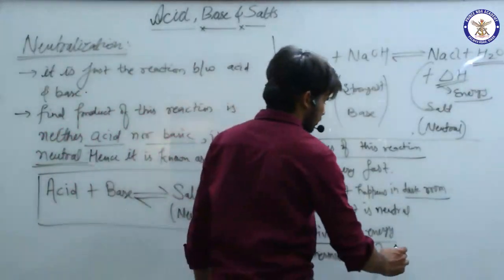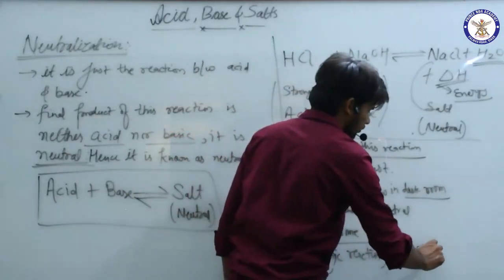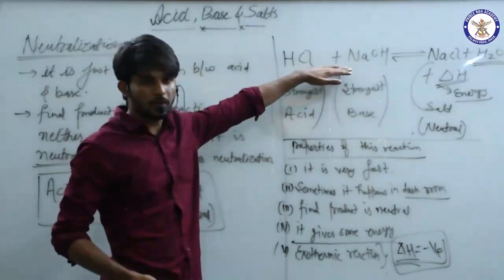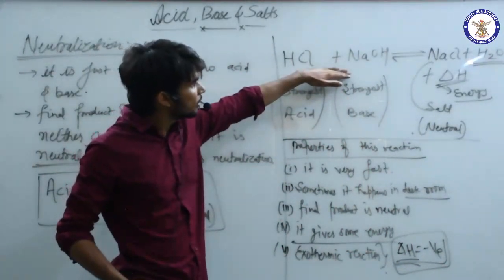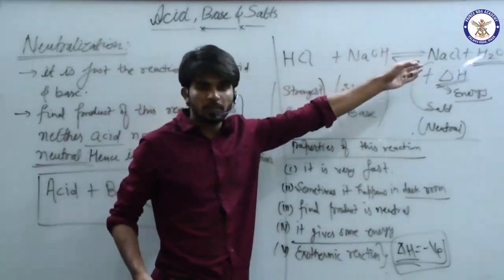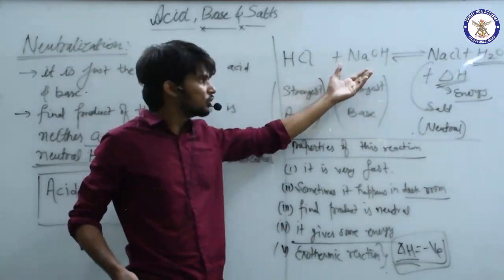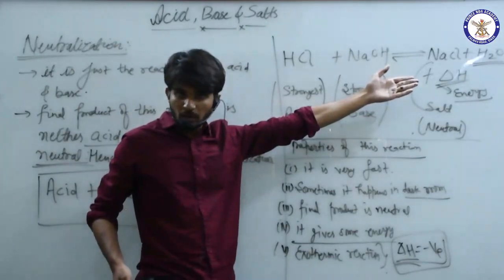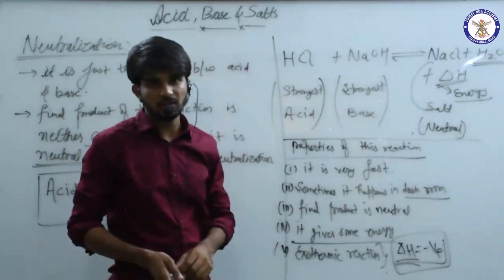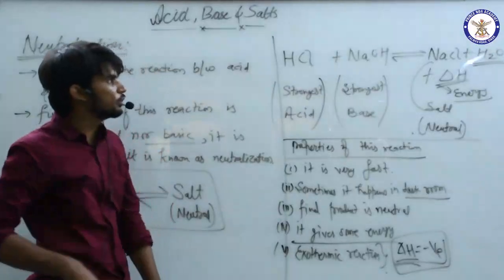One point can also be noted: delta H, that is the energy, is negative in this. Sir, why is this written? See, the initial reactants are HCl and NaOH, and then the final products, and some energy is released. It means the initial energy was much more, because some energy has been lost to the atmosphere. That is why delta H is written as negative. So these are some properties of neutralization.